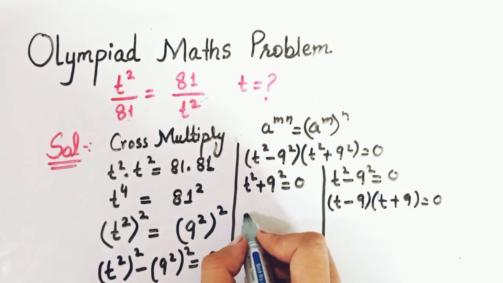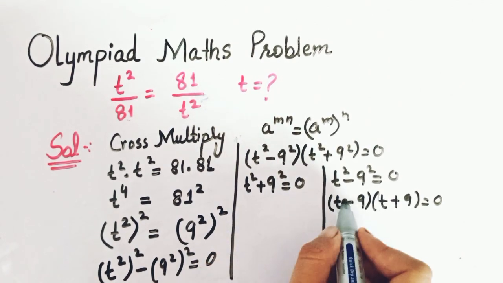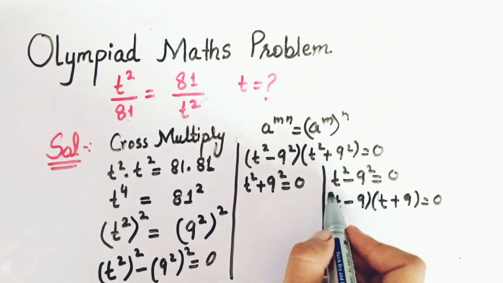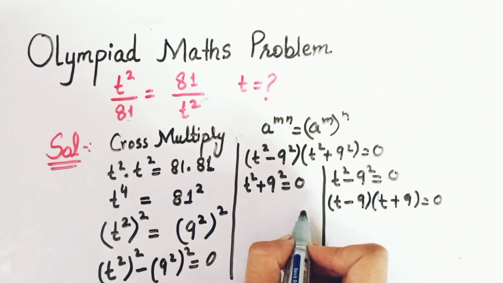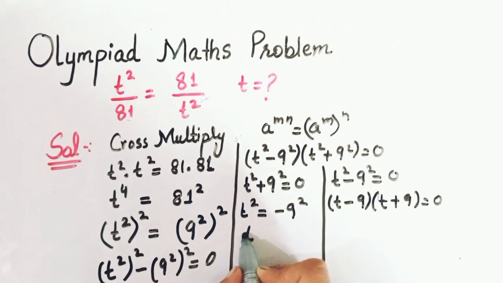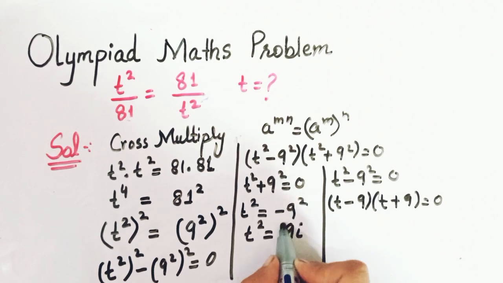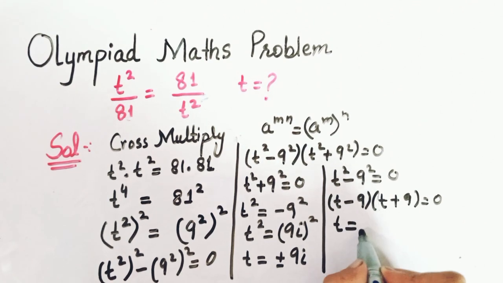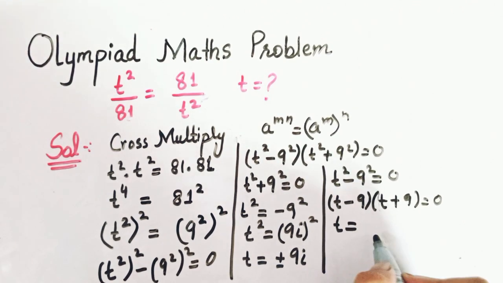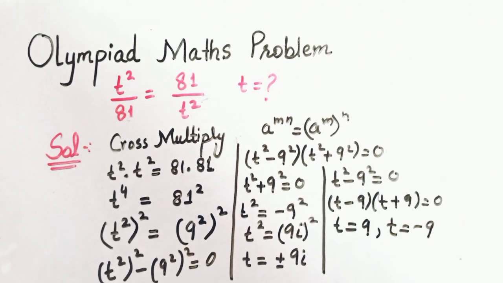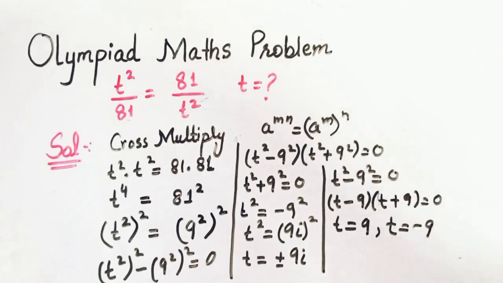And this gives us that we get t square equals minus 9 square, t square equals 9 iota square. So t equals plus minus 9 iota, and in this case you have t equals 9 and t equals minus 9. So these are all the values we get from this.